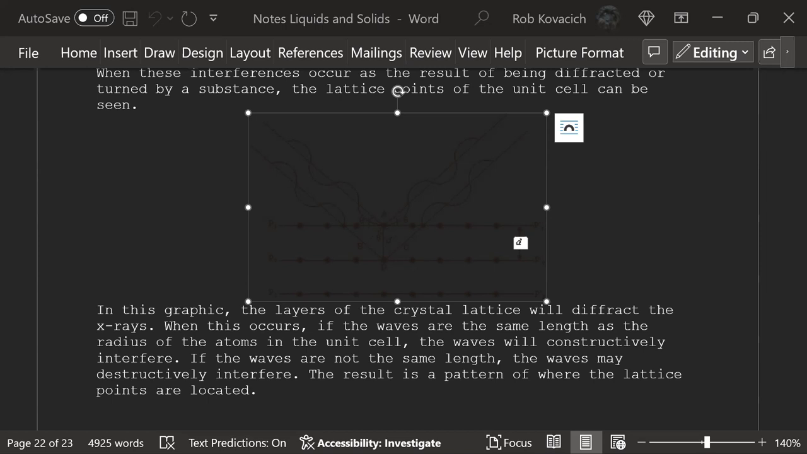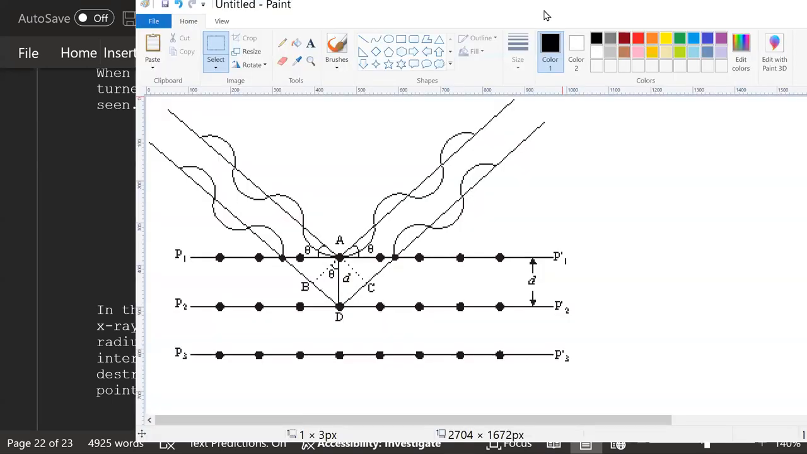Okay, I'll bring this down. So that image, I'm sorry, I've got my Microsoft Word in dark mode, and so you can't see it very well. All right, so what ends up happening is x-rays get shot into the atoms. The atoms' electrons absorb that energy from the x-rays, and then they shoot it out, or they scatter it.